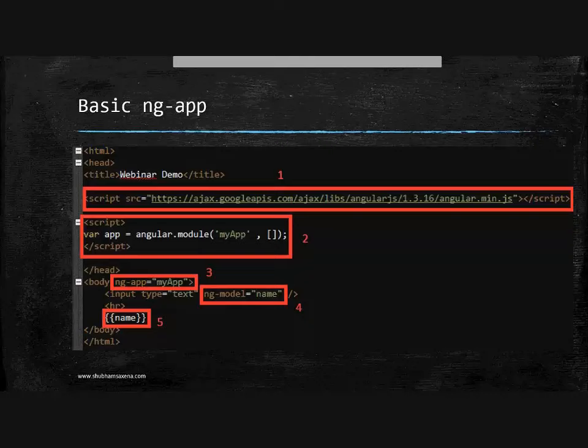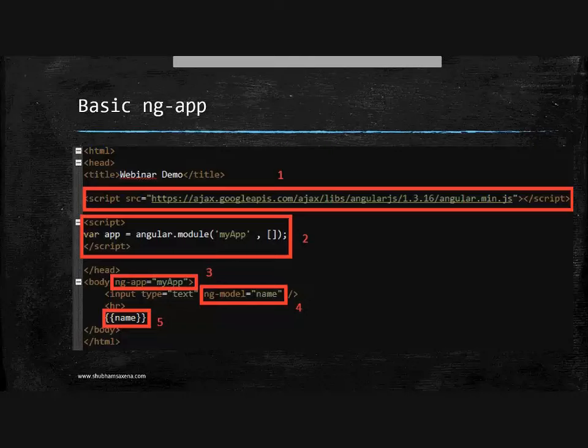First thing we'll do is refer the AngularJS library into our project. This is the current latest version of AngularJS which I'm referencing in the first part. The second part is defining an AngularJS module. What is a module? I'll get into it. Then the third part, we will define the ng-app. Then we'll have a simple controller.